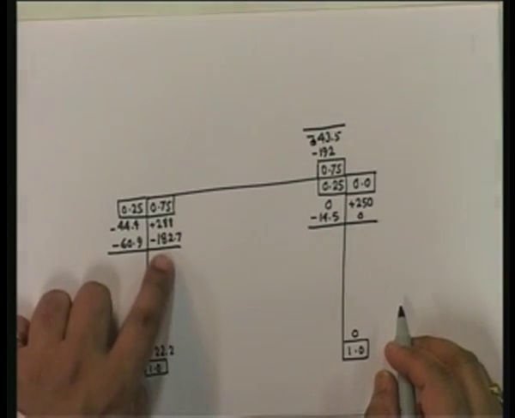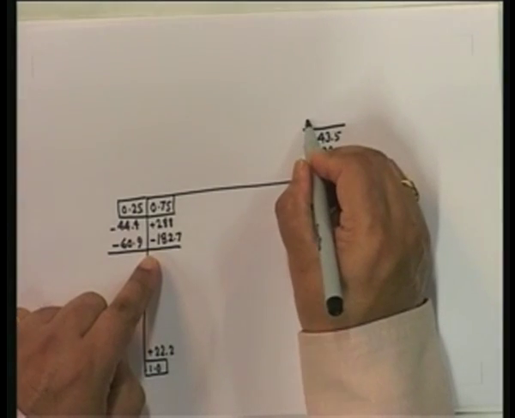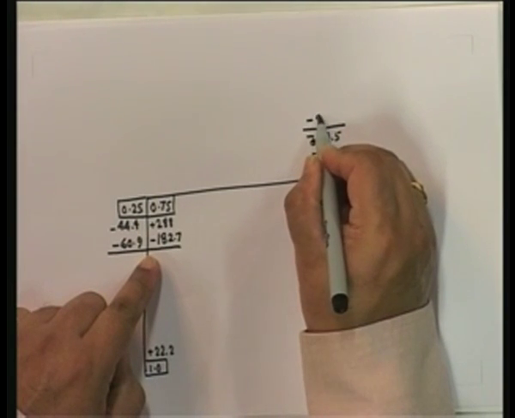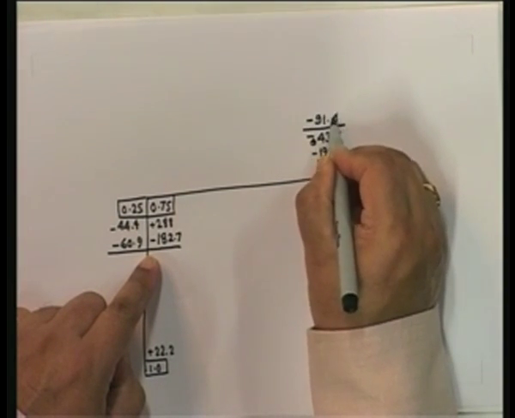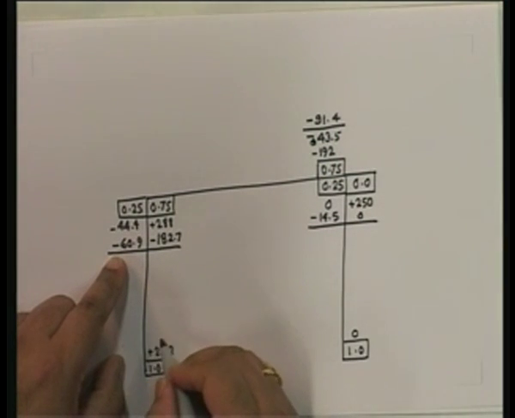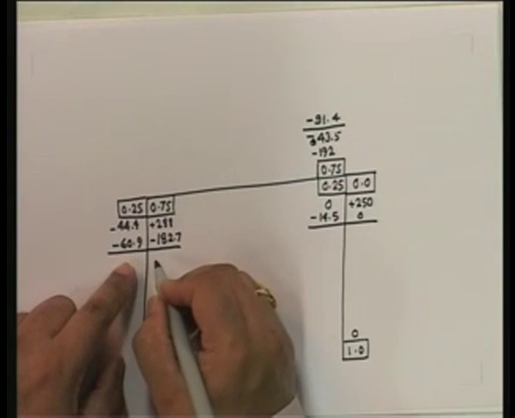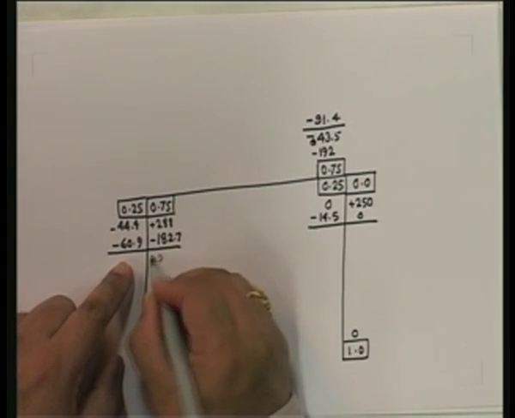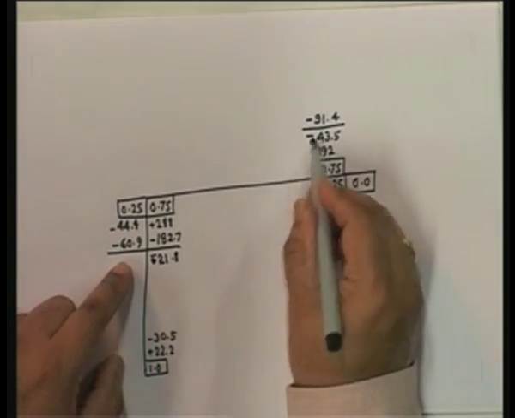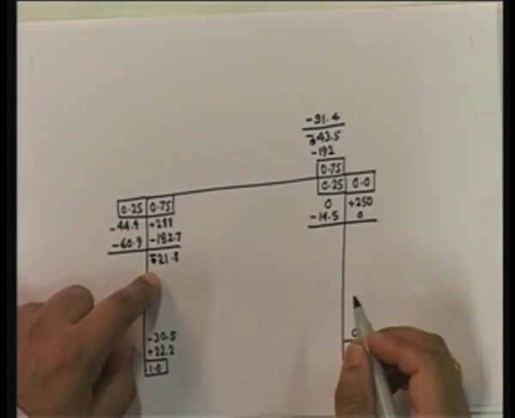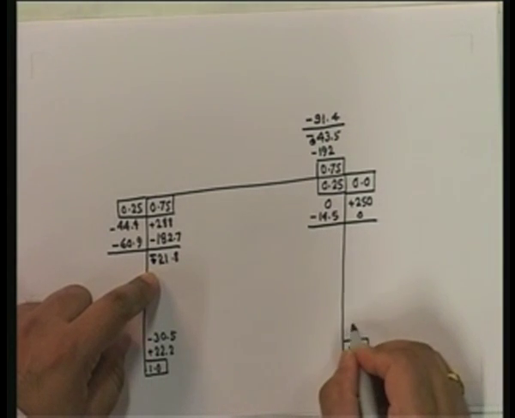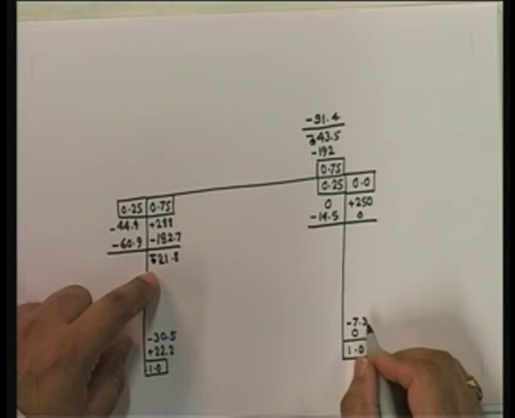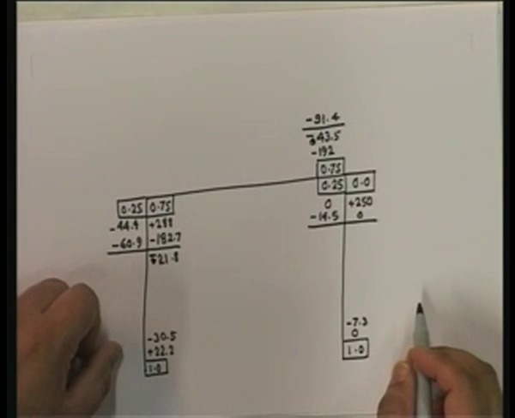Put it here. Now the carryover from here to here is going to be minus 91.4. Carryover from here to here is going to be minus 30.5. Carryover from here to here is going to be minus 21.8, minus 21.8. Carryover from here to here is going to be minus 7.3. Okay, so we've done all the carryover.